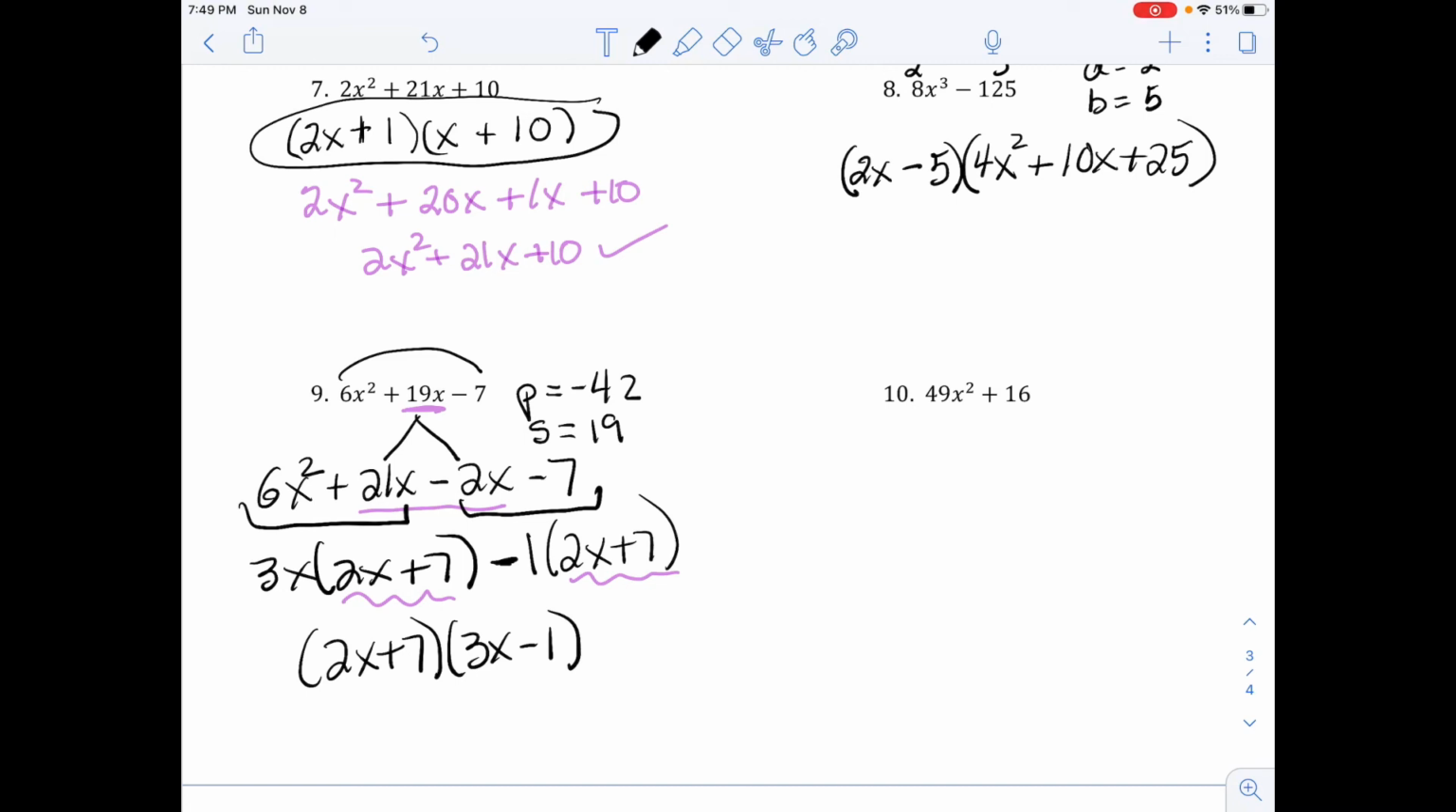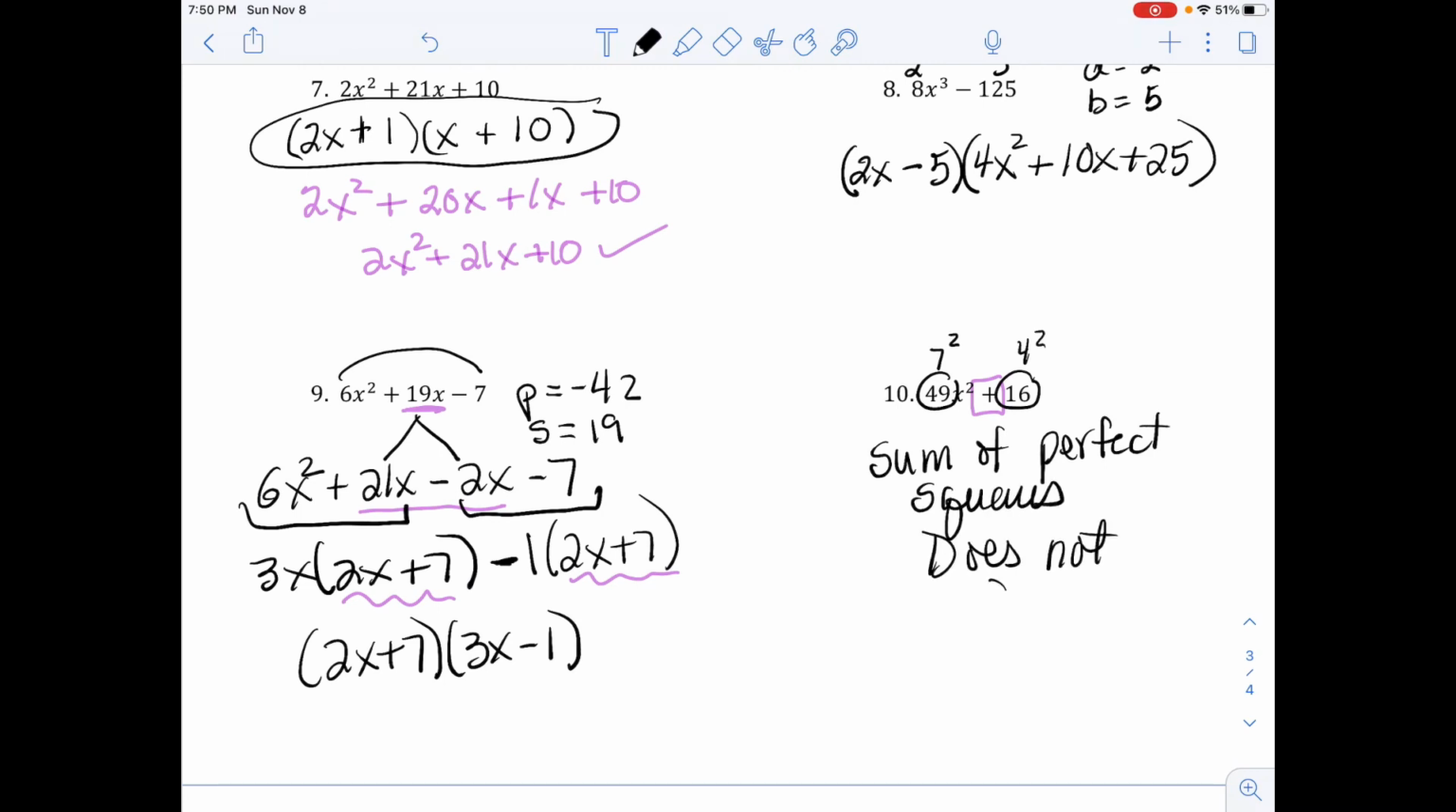And the very last problem, let's see. Oh, we have a perfect square. That's 7 squared. We have a perfect square. That's 4 squared. But we have a plus. And the sum of perfect squares does not factor.